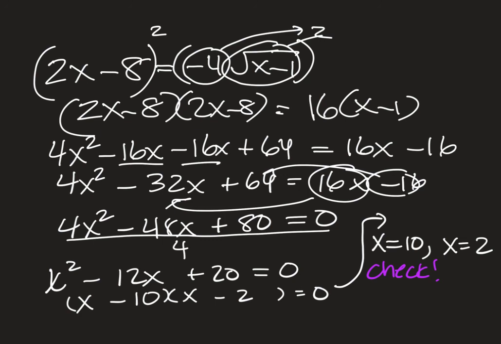And if you go plug x equals 10 back into the original, you get something that's a false statement. So that one we have to reject. It's not valid. When you plug 2 back into the original equation, everywhere you see an x, this one does check. So this one is valid. So the only solution on this one is 2.